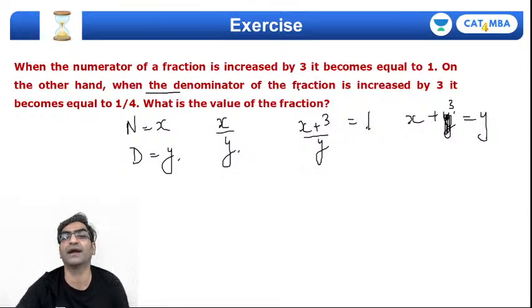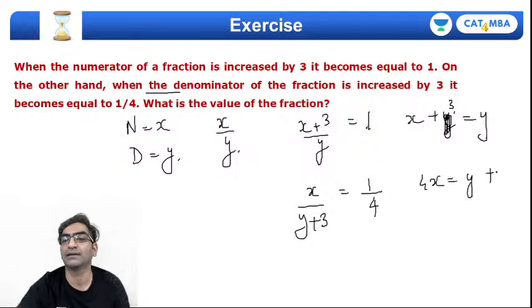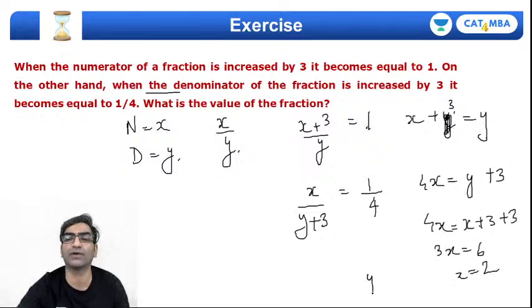When, on the other hand, the denominator is increased by 3, so x upon y plus 3, it becomes 1 by 4. Okay, now if I cross multiply, I'll get 4x equal to y plus 3. But we already know y from there, na? So 4x equal to x plus 3 plus 3, x plus 6. So x यहाँ लेके आएंगे, 4x minus x, 3x equals 6, means x equal to 2. The moment x equal to 2, I'll get y as 2 plus 3, 5.